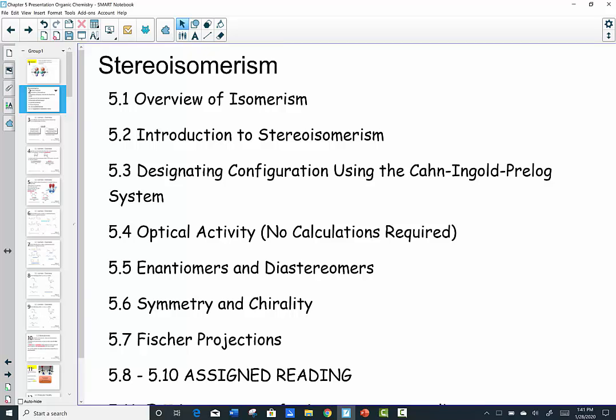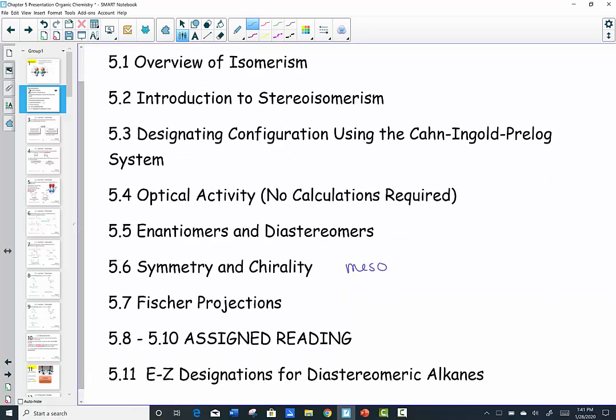Finally, we'll turn our attention to non-superimposable mirror images called enantiomers, and those molecules with chiral centers that are not mirror images called diastereomers. We'll look at symmetry and chirality and what we refer to as a meso compound, M-E-S-O, a meso compound having a plane of symmetry. We'll look at Fischer projections. Those molecules, again, represented in a 3-dimensional way other than dashes and wedges.